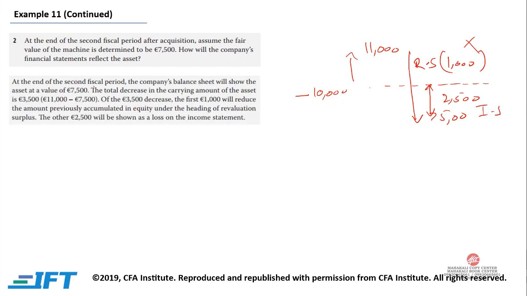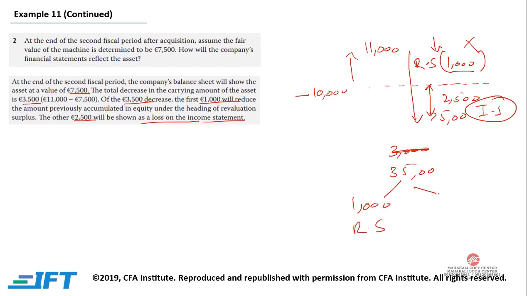So at the end of the second fiscal period, the company balance sheet will show the asset at 7,500. The total decrease in the carrying amount of the asset is 3,500, which is 1,000 plus 2,500. Out of the 3,500 decrease, the first 1,000 will reduce the amount previously accumulated in equity under the heading of revaluation surplus. So this revaluation surplus will go down by 1,000. The other 2,500 will be shown as a loss on the income statement.